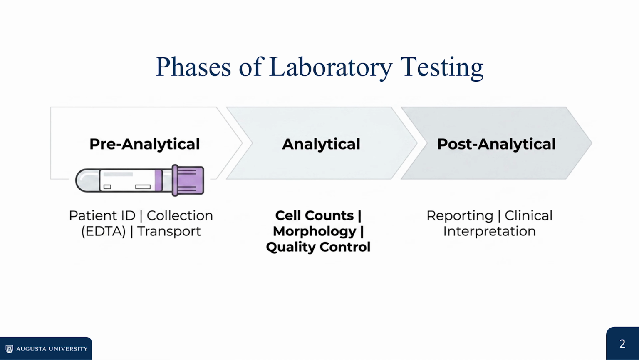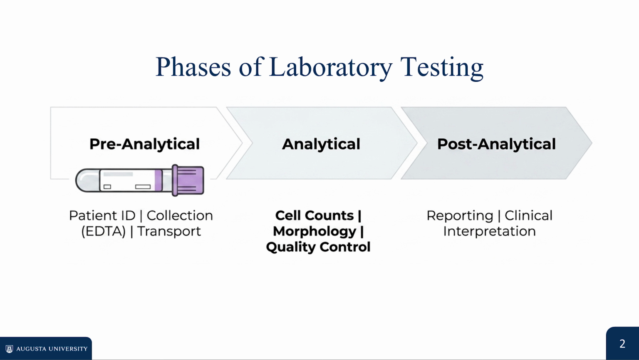Laboratory testing is divided into three distinct operational phases: pre-analytical, analytical, and post-analytical. The pre-analytical phase begins with proper patient identification, collection of whole blood into evacuated tubes containing dipotassium or tripotassium EDTA, and verifying specimen integrity by checking for microclots.